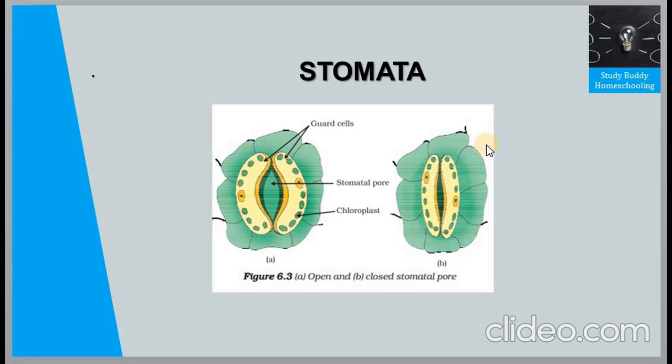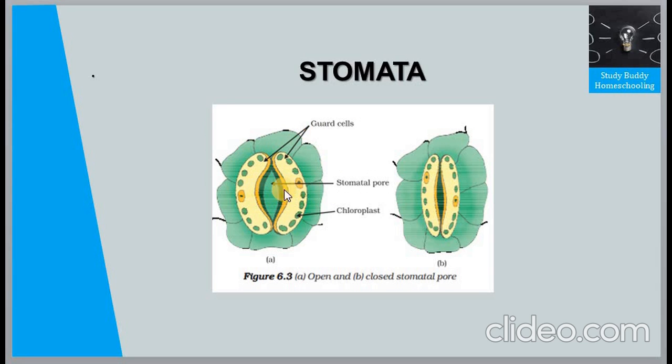We discussed that carbon dioxide is very important for the photosynthesis to happen. So how does this carbon dioxide enter? It enters through a pore called stomata. How is this stomata formed?